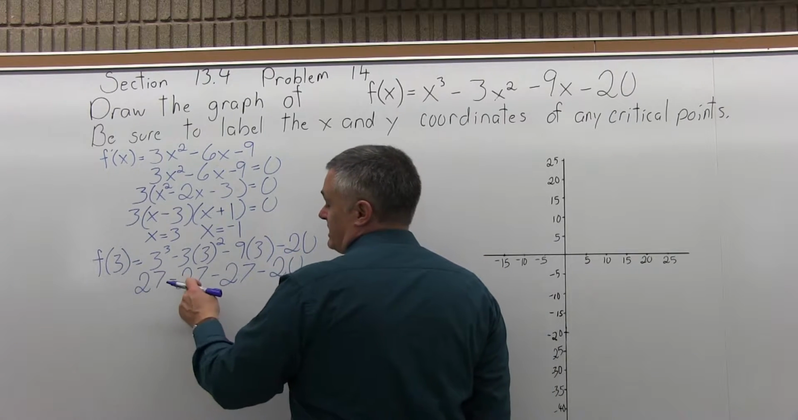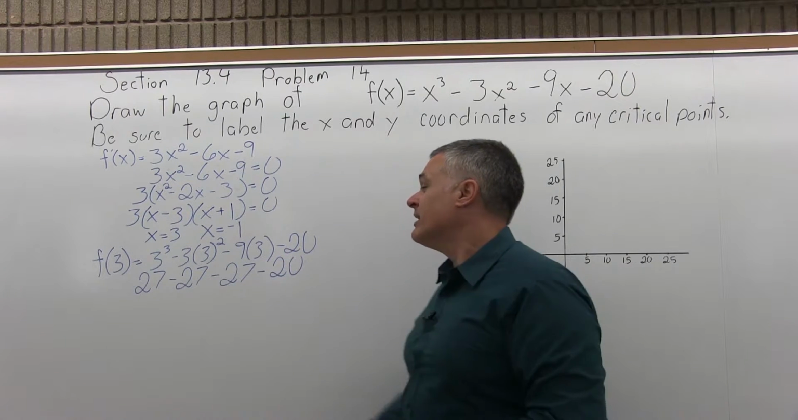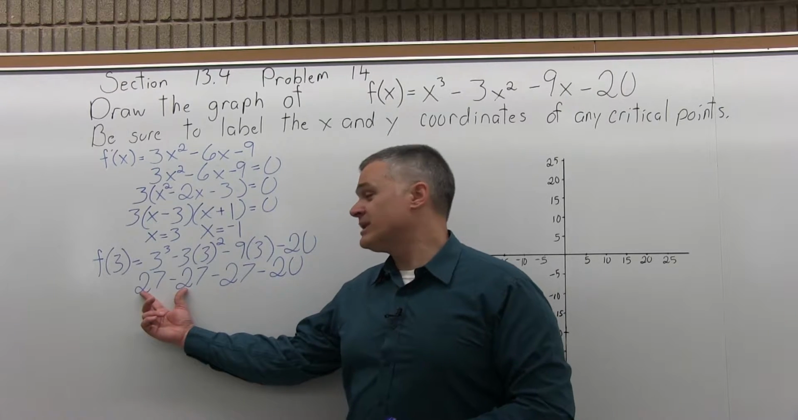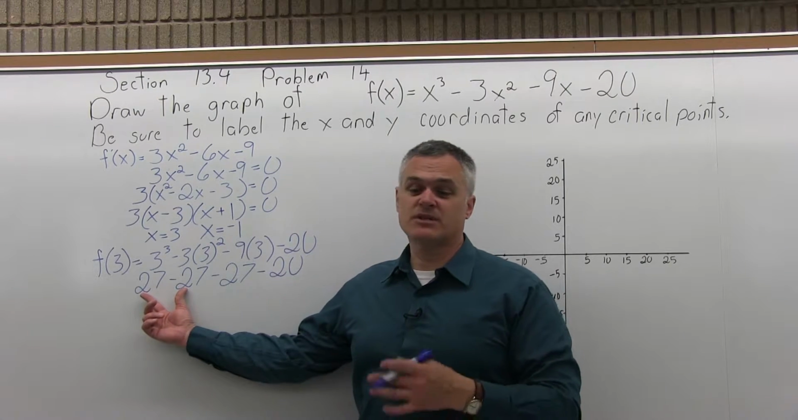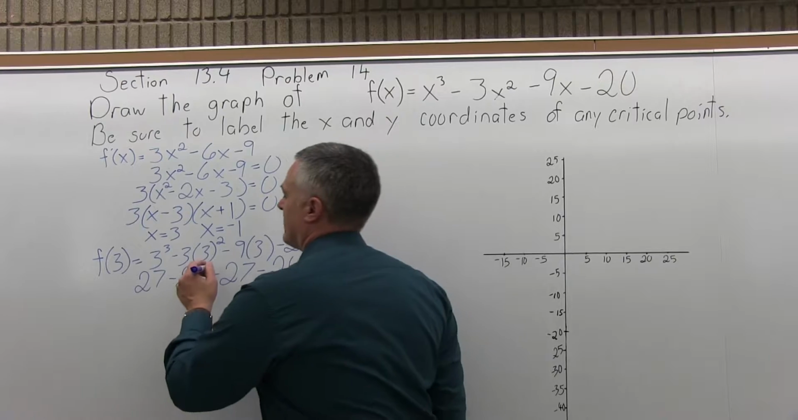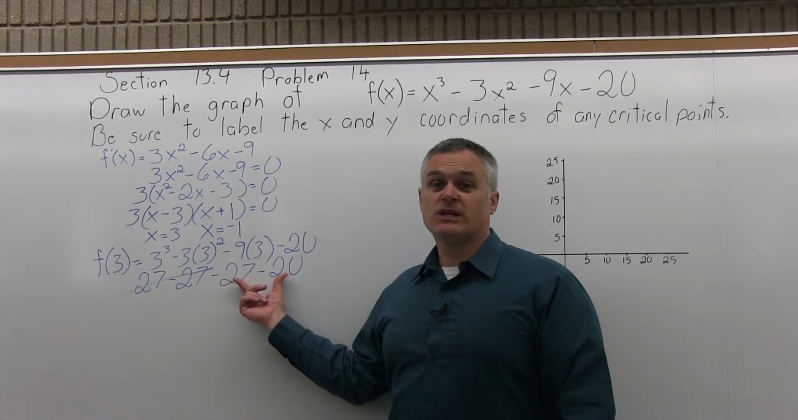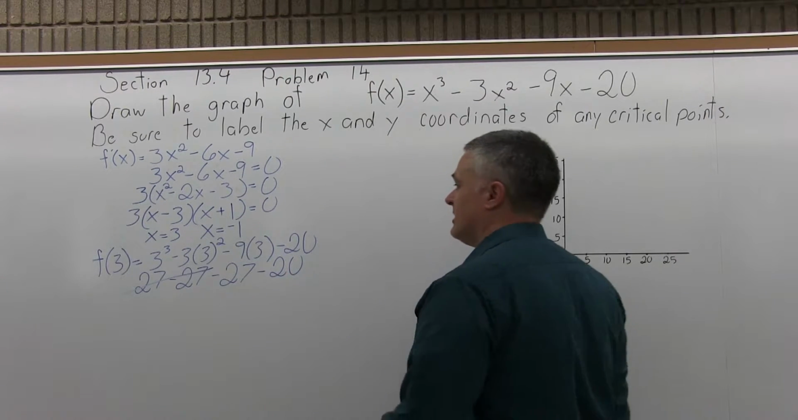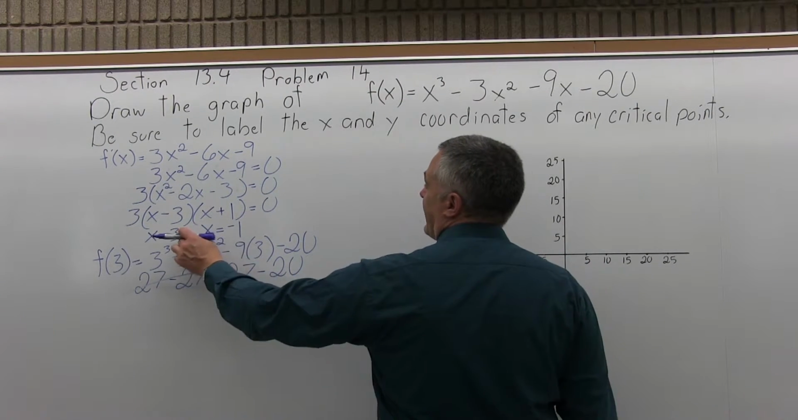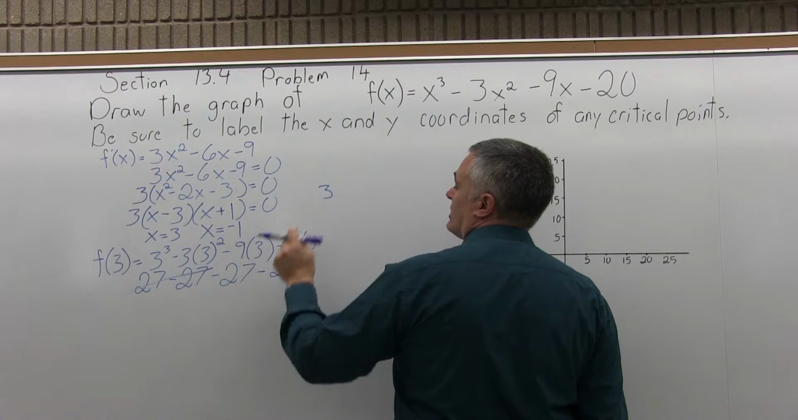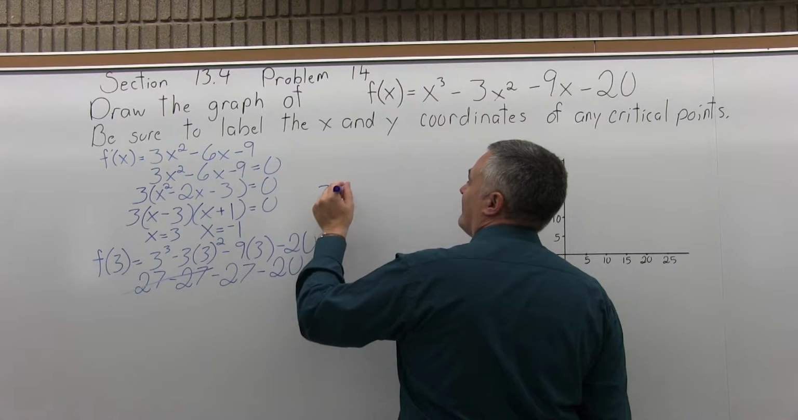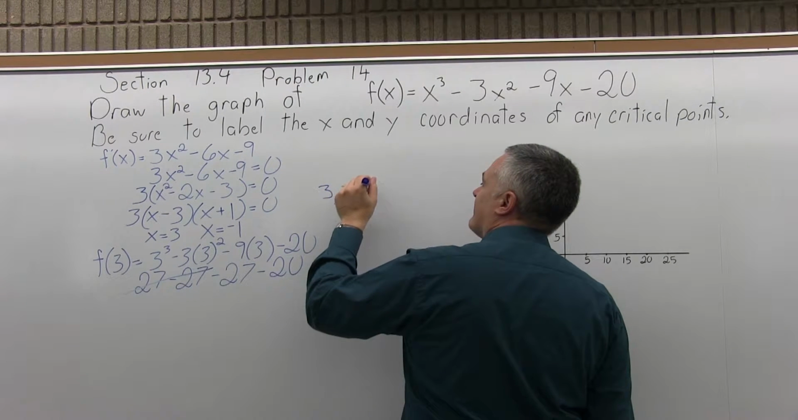So 27, 27, 27, and 20, but you have to watch the signs. The first pair of 27s, one is positive, one is negative. So let me just cancel those off and get rid of them. And then I have a negative 27 and a negative 20, so that's going to be negative 47. So I have a critical point with an x-coordinate of positive 3 and a y-coordinate of negative 47.